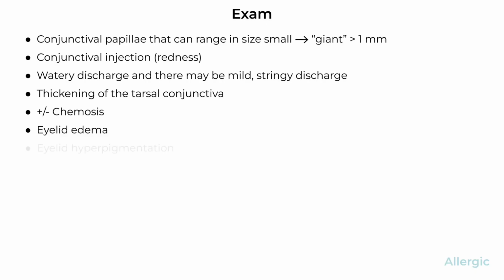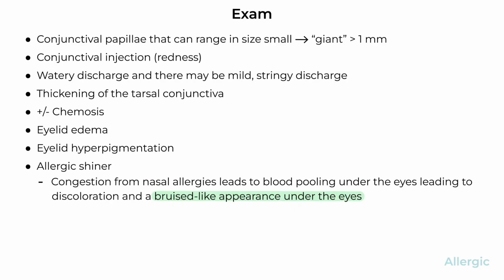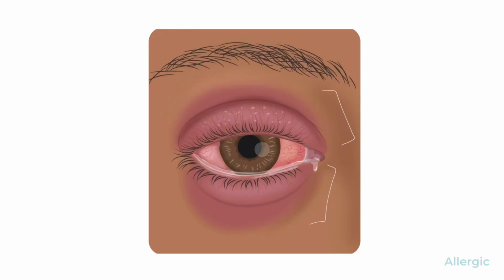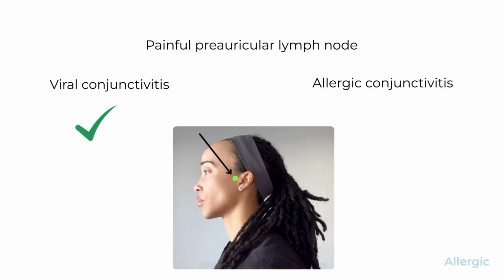Eyelid edema, eyelid hyperpigmentation. There may be an allergic shiner, which results from congestion from nasal allergies that leads to blood pooling under the eyes, leading to discoloration and a bruise-like appearance under the eyes. Eyelid dermatitis, especially in atopic keratoconjunctivitis. And an important thing I wanted to point out is that there is no painful preauricular lymph node, and that's a key difference from viral conjunctivitis.